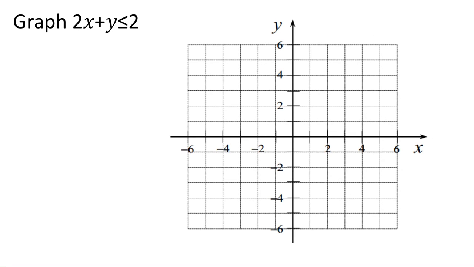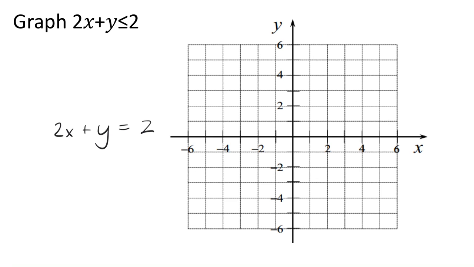All right, for this type of graph right here, this equation actually is, I know it's an inequality, but we're going to look at it like an equation: 2x plus y is equal to 2, because that's going to give us the line where we have equality between the two expressions right there.